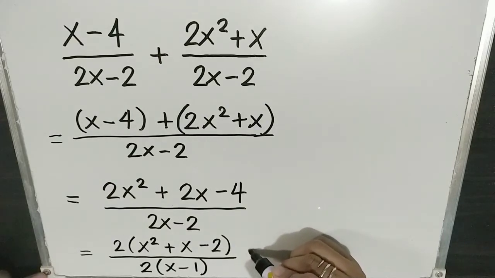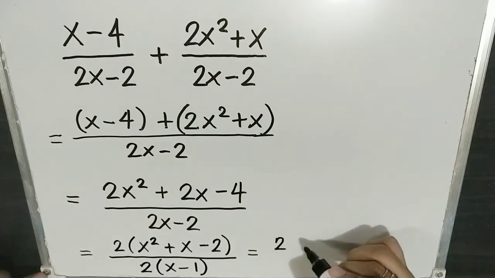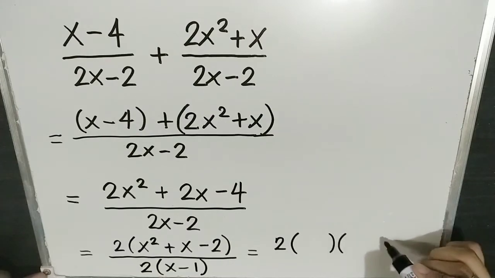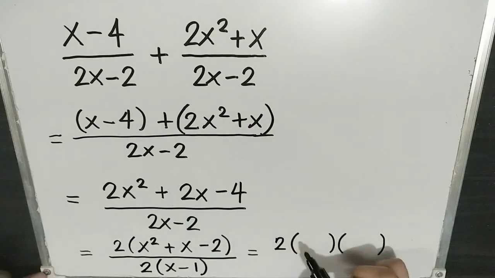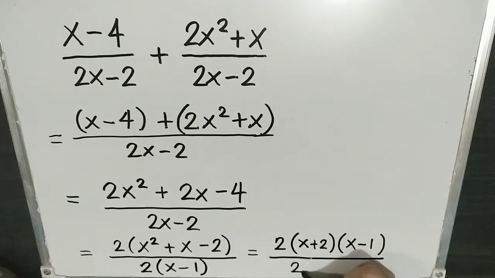Let's continue factoring this one. The numerator, this trinomial can still be factored. So we have to factor this. Okay, so the factors of this trinomial are x plus 2 and the other one is x minus 1. Alright. Then we have 2x minus 2 as our denominator, which factors to 2 times x minus 1. We can now cross out the common factors. We have 2 and x minus 1.